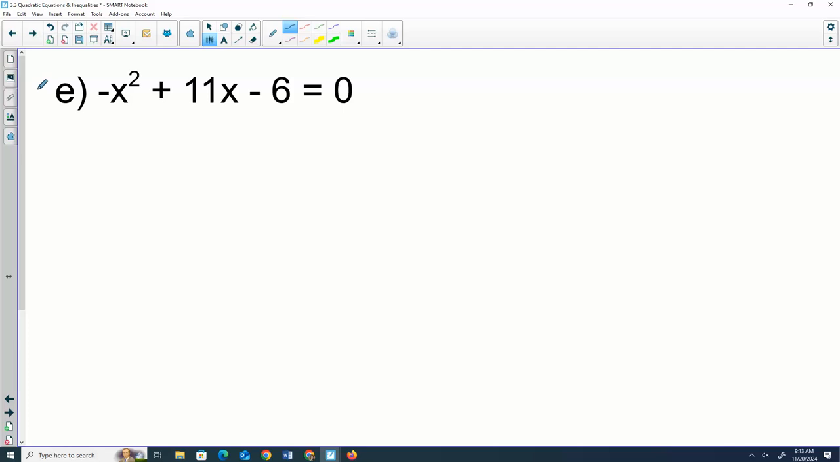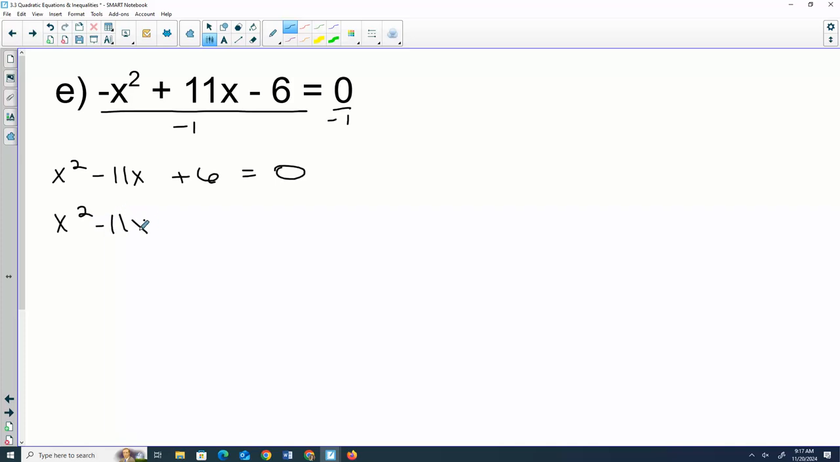Do you guys want to try this one on your own? Why don't you try it and let's see how far we get. Where do we have to begin? We need a positive 1x squared, so we divide everything by negative 1. So x squared minus 11x plus 6 equals 0. Now we're ready to complete the square, so we need the constant on the side by itself. So we subtract that over, so that's a negative 6.